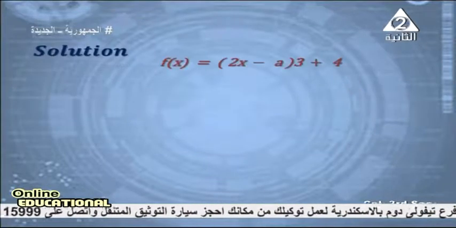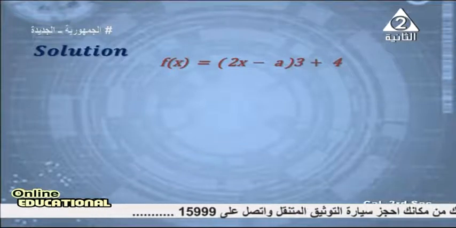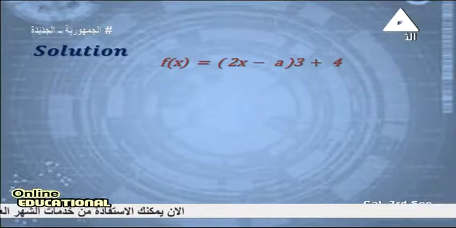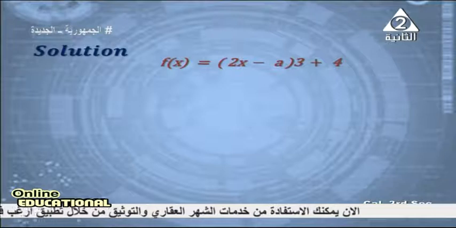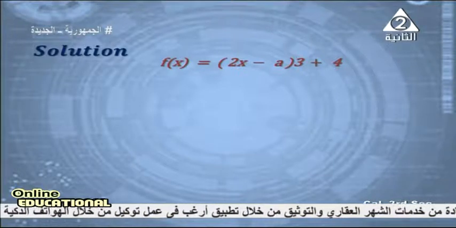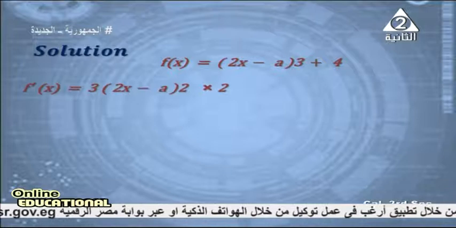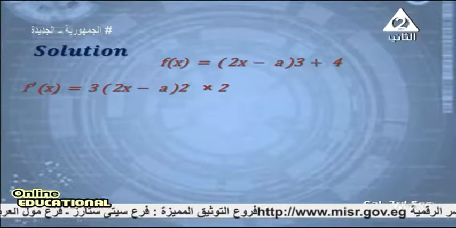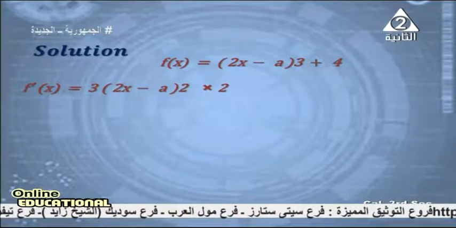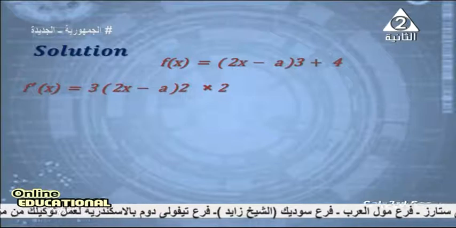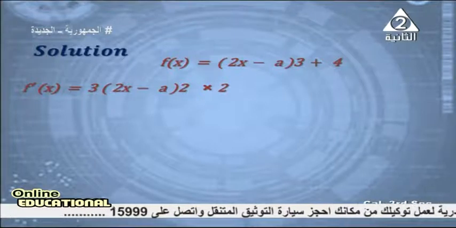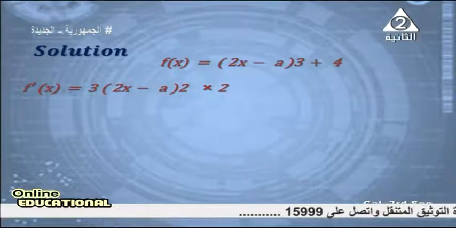Now we have the function f(x) equals (2x - a)^3 + 4. We have an inflection point at x equals 5. Then the first derivative of this function, f'(x), equals the derivative of the bracket (2x - a)^3, which is 3 multiplied by (2x - a)^2 times the derivative of the function inside the bracket, which equals 2.